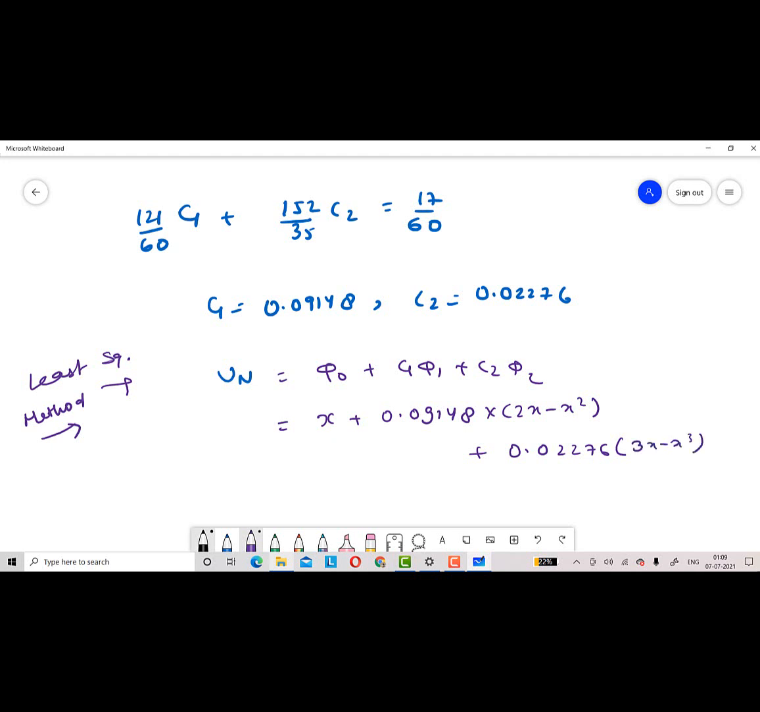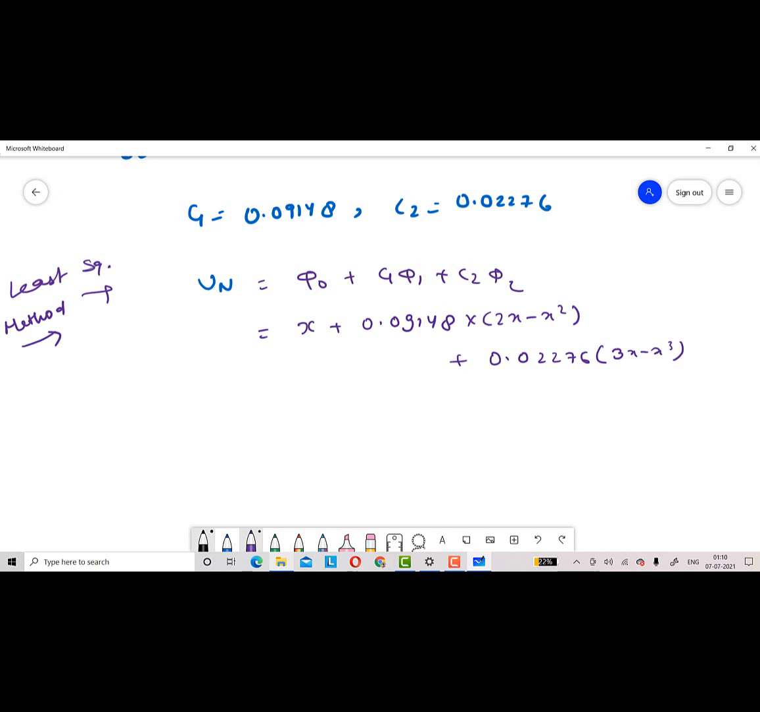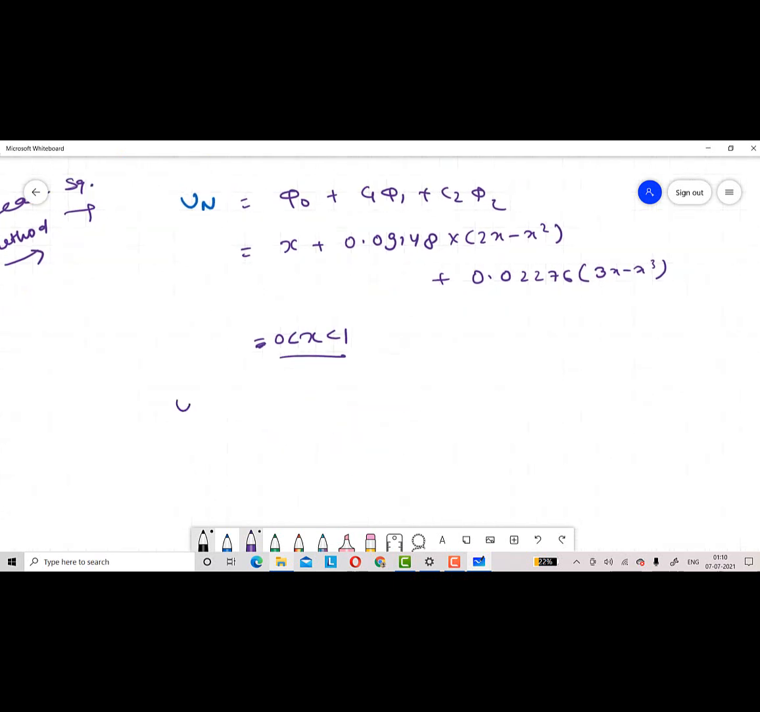You can arrange it in a better form. At different values of x between 0 and 1, say if we want to find the solution for x equals 0.5, we will put in 0.5: 0.09148 multiplied by 2 into 0.5 minus 0.5 whole square, plus 0.02276 multiplied by 3 into 0.5 minus 0.5 cube.